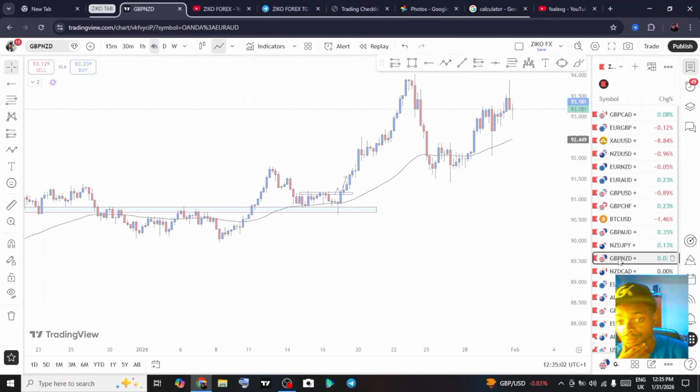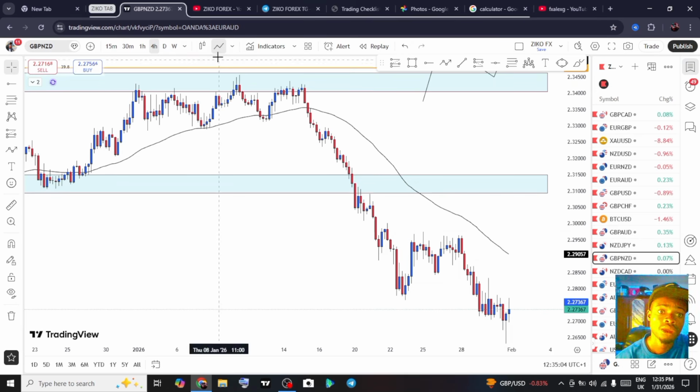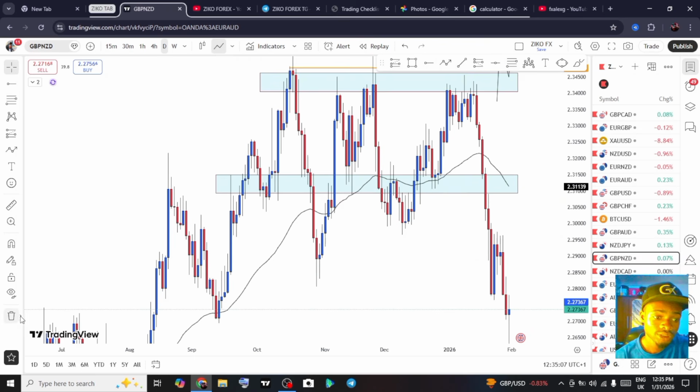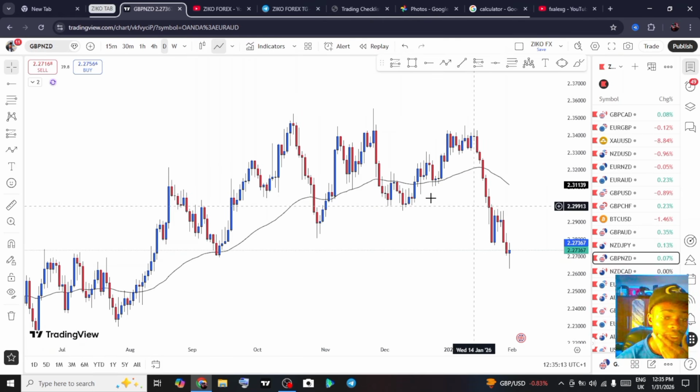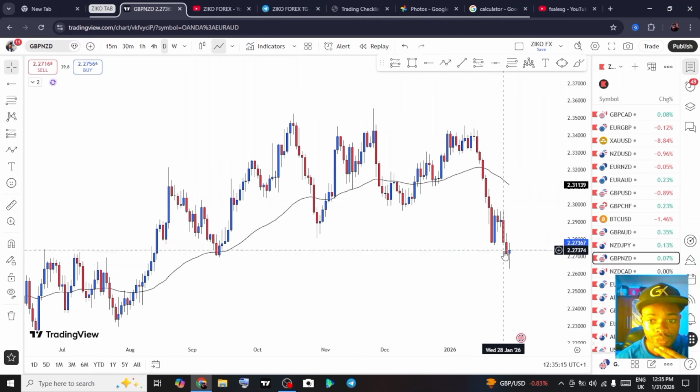GBP NZD, coming over to the daily time frame. Let's delete everything. This right here is too many drawings. So the daily time frame on GBP NZD is also bearish, right? This right here is the lower low, and this right here is the lower high. So we need an area of interest within these two price points.